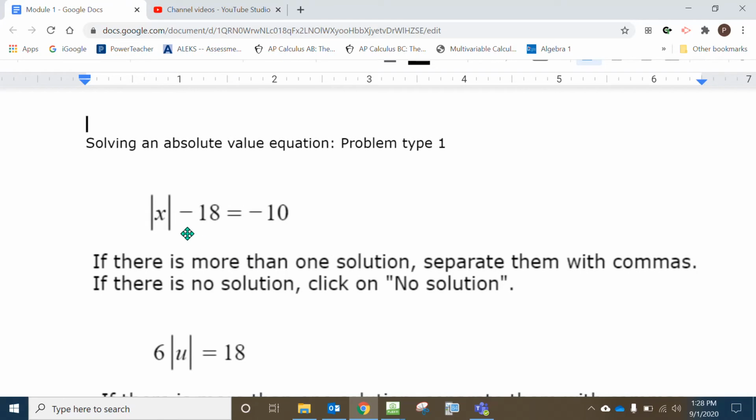Okay, the absolute value of x minus 18 equals -10. Alex will tell you if there's more than one solution, separate them with commas. If there's no solution, you'll have a box or a circle that you can click that says no solution. So the absolute value of x minus 18 equals -10.